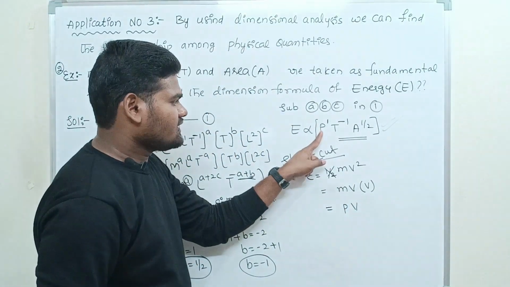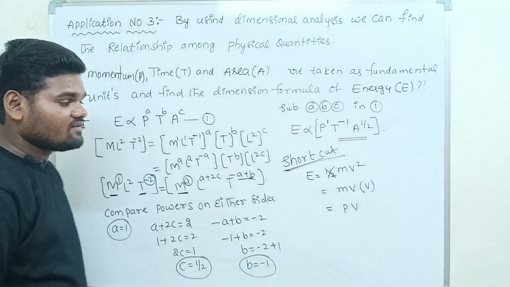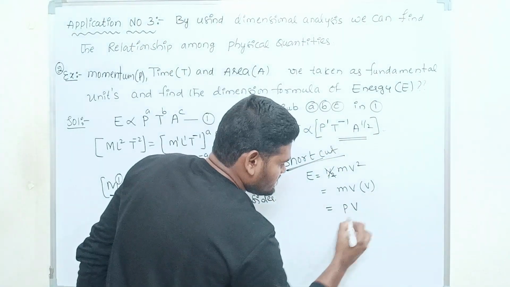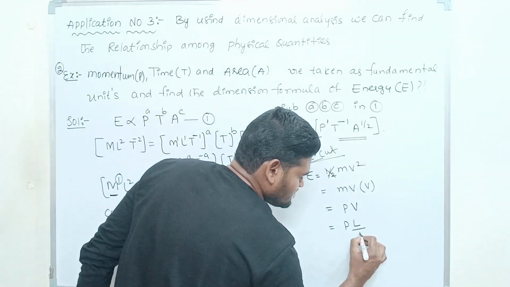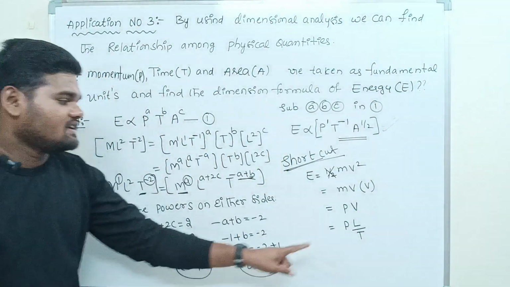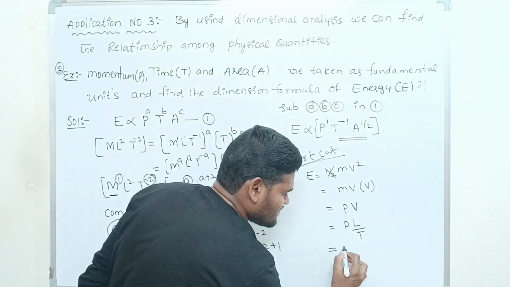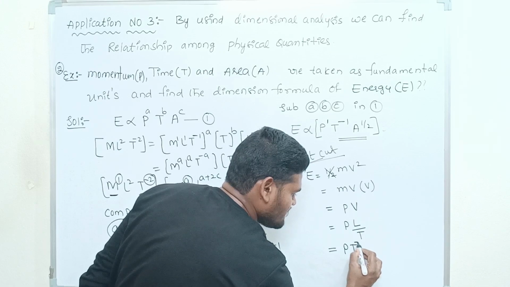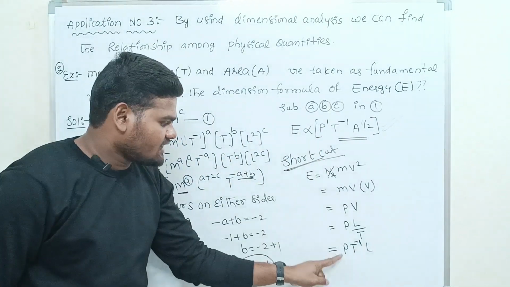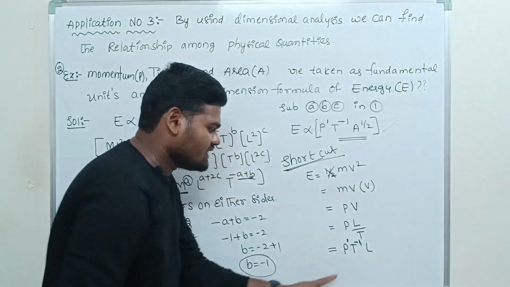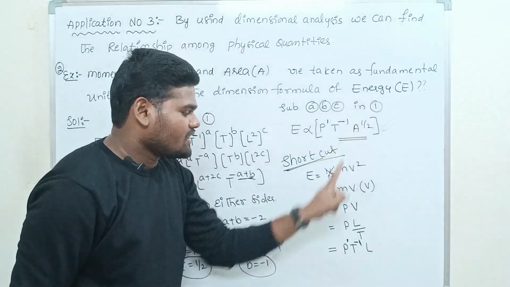So we got P, and next we have to get time and the area. From this, P into, what is velocity? Distance by time. So bring this time to the numerator. So it becomes P T power minus 1 into L. So we got P power 1 and T power minus 1. But here A power 1 by 2 is there.